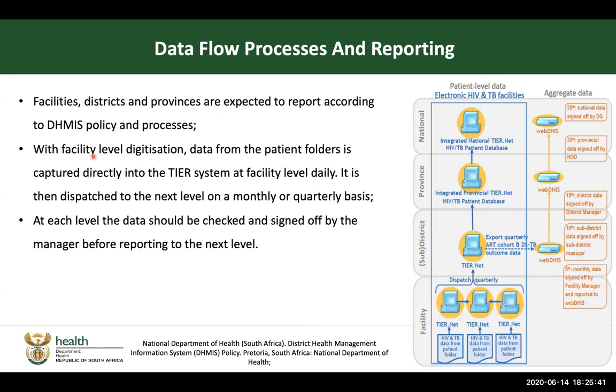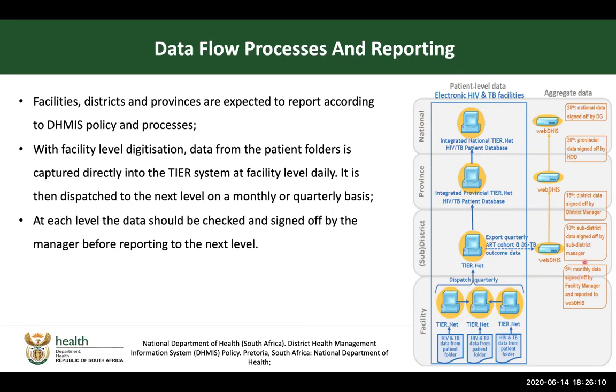So the way the district health information system works is that data is collected from the patient clinical stationery or folder. It's then captured into an electronic register where data is dispatched on a monthly basis for reporting on a quarterly and monthly basis to the sub-district. Sub-district data will then be exported to the province, and then the province to the National Department of Health.